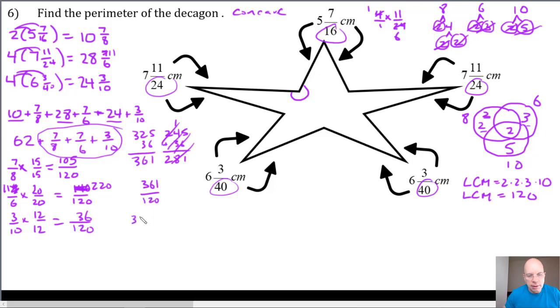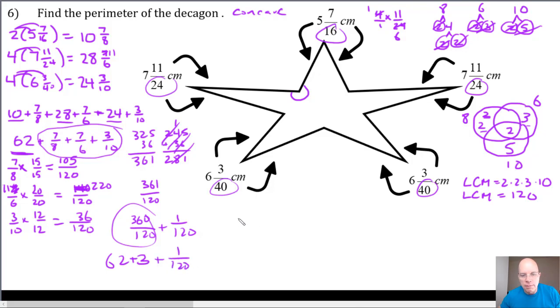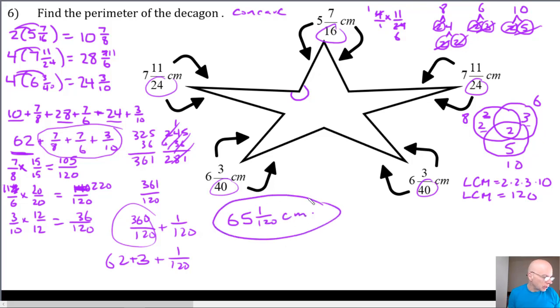Well, that's 360/120 and 1/120, because this is 3 wholes. So I have 62 wholes and 3 wholes and 1/120. So the perimeter of this concave decagon is 65 and 1/120 centimeters. That was a pretty tough problem.